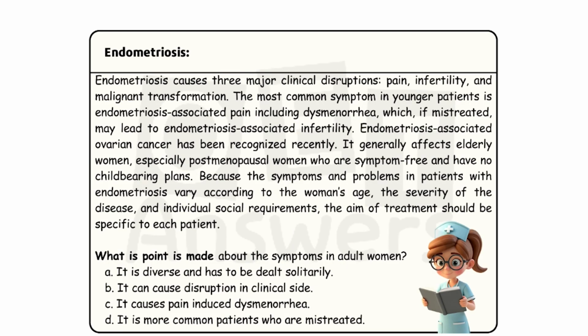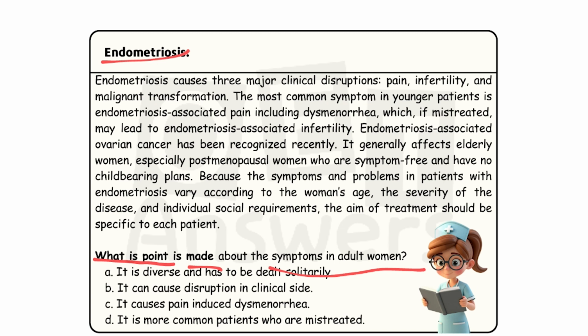Now we can see an exact example of this type of question. Your title is endometriosis. Your question has the words "point" and "made". As I said, you can see these two words in the question. What point is made about the symptoms in adult women? So you got the paragraph now. You have to first search for where the symptoms in adult women are given, and in that location, what point is made. Do elimination first and finally choose the answer at last.